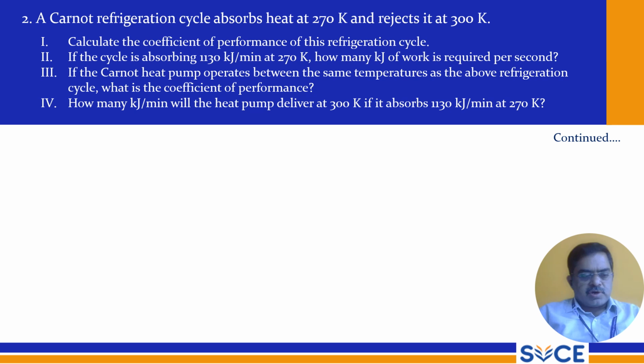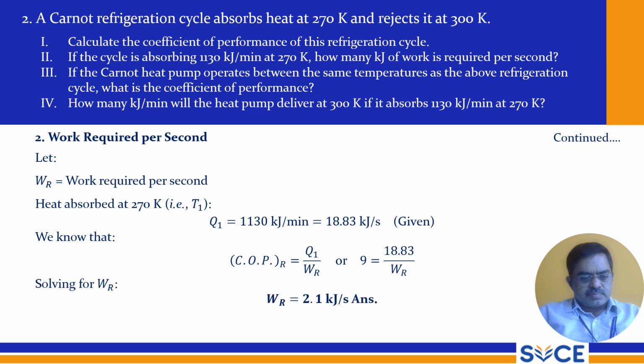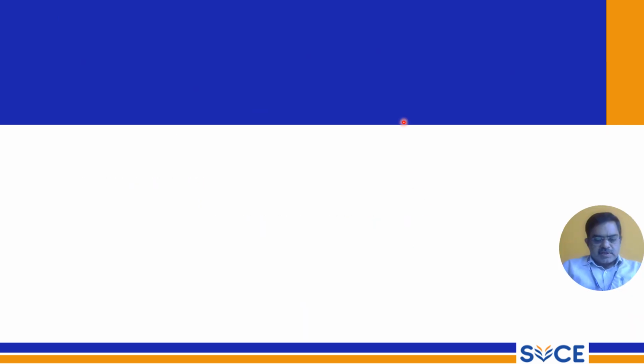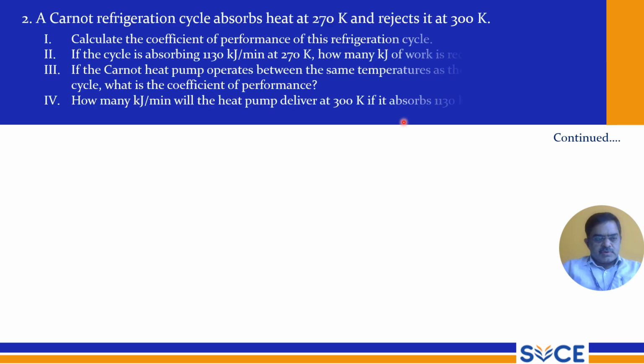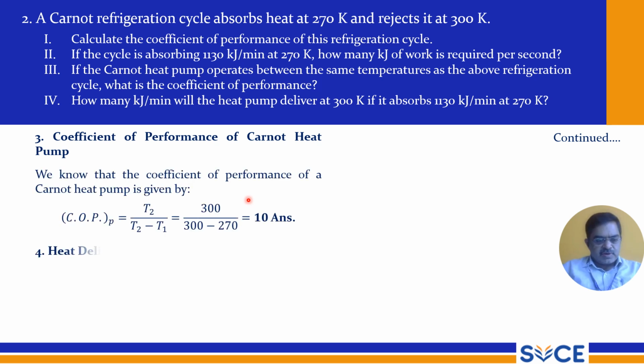And then we have to calculate the coefficient of performance of the Carnot heat pump. Next we calculate the third task and fourth task. If the Carnot heat pump operates between the same temperatures as the above refrigeration cycle, what is the coefficient of performance? So we have to calculate the heat pump. Already we have done that. It is 10 in the first statement itself.